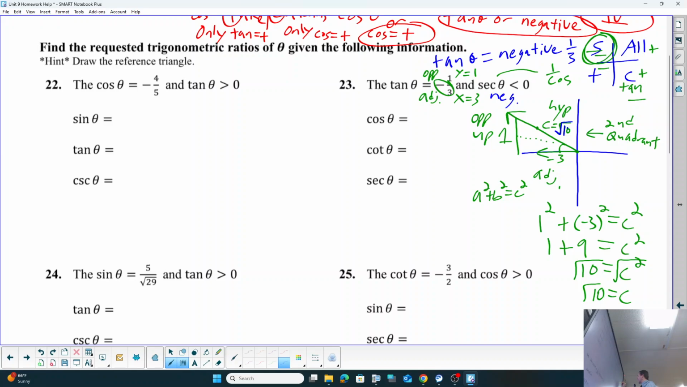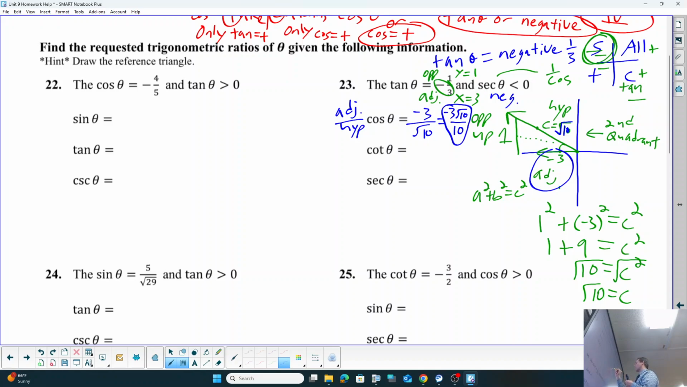Way-o! So now we know that c is equal to radical 10. That means we can now solve the rest of these. So cosine is adjacent over hypotenuse, and our adjacent is -3, so that's -3 over radical 10. Then rationalize the denominator, so that would be -3 radical 10 over positive 10, without the radical.